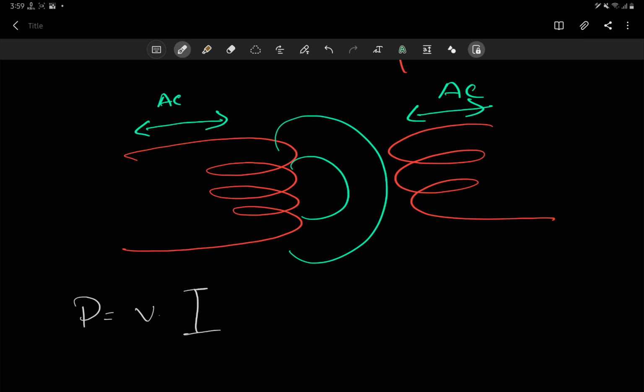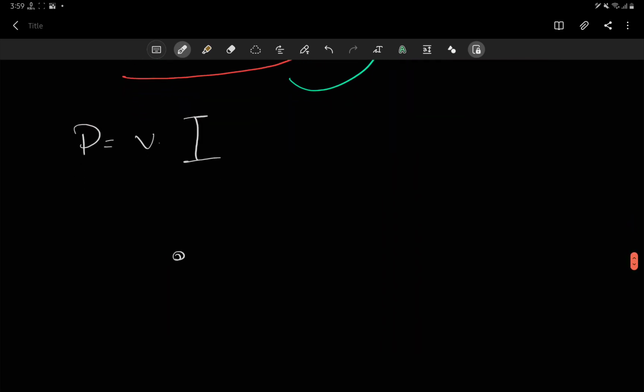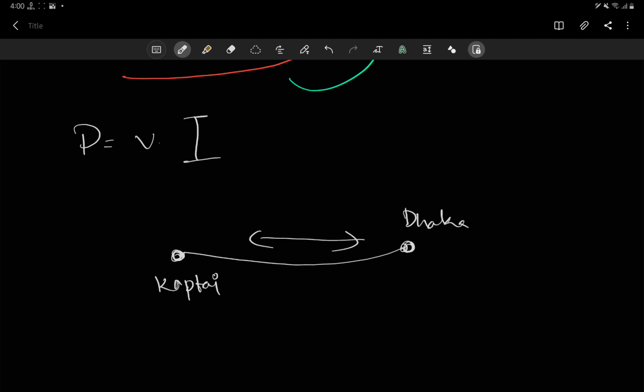But there is a problem with that, because a high amount of current produces a high amount of heat when moving through wires. So you can imagine that this is like Kaptai, and you are generating a high amount of current, and you are trying to send that electricity to, let's say, Dhaka. So you have to cross an insane amount of distance, right? And if you have a high amount of current, we know that even if this has a small amount of resistance, it's still a long way, so that becomes a very large resistance.